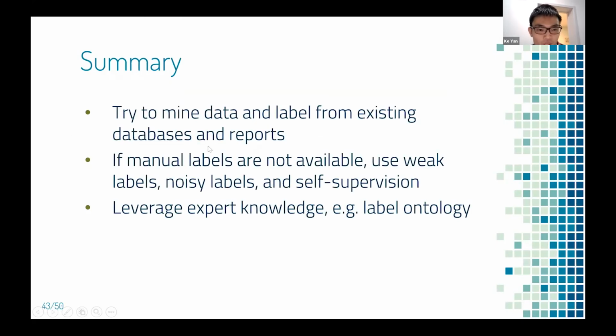So in summary, we try to mine data and labels from existing databases and reports so as to get large-scale annotation with minimum manual effort. Sometimes manual labels are not available or too expensive to acquire. Then we can use some weak labels, some noisy labels, and do some self-supervision or unsupervised learning and so on to train our algorithm. And we also leverage expert knowledge such as the label ontology and label relation to improve our algorithm.